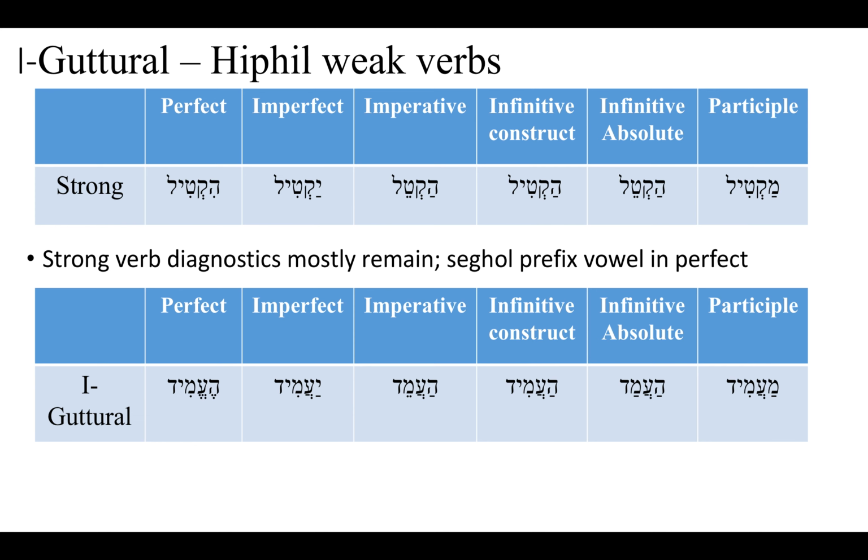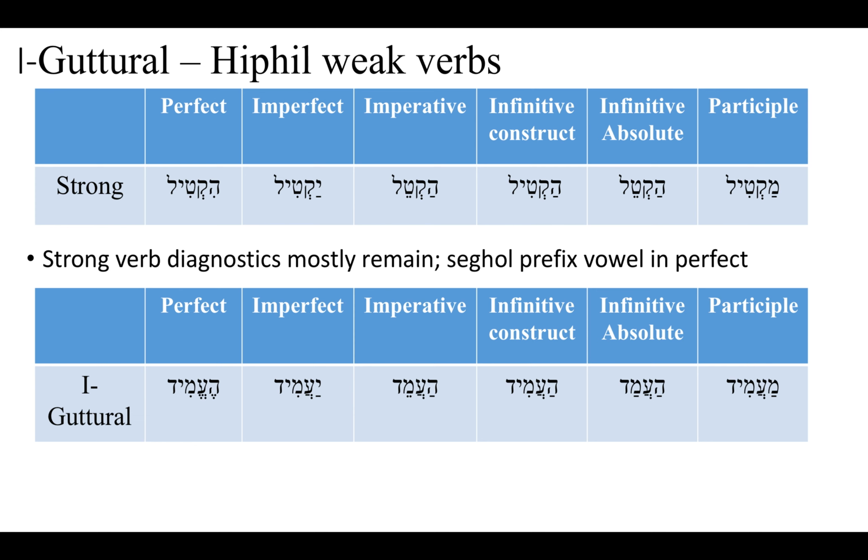In the strong form, we have hiktil with the first guttural. We get a segol there as a prefix vowel instead of a hirek prefix vowel. So the example there is he'emid, and then the guttural itself also takes that corresponding segol, hatef segol, with the shortened form there.